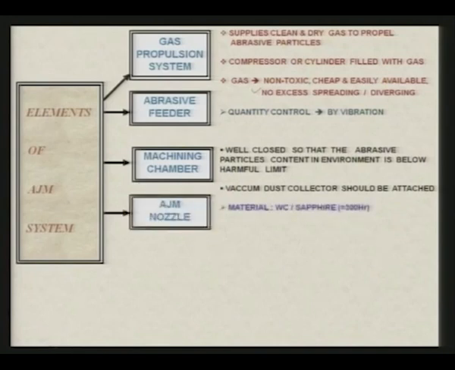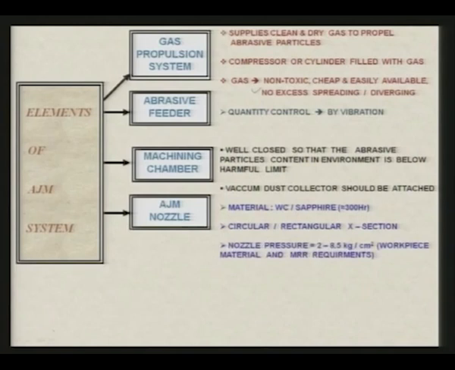AJM nozzle: the material normally used for the AJM nozzle is tungsten carbide or sapphire, and if sapphire is used, in general you can get reasonably good life of the nozzle, around 300 hours. The shape of the nozzle can be circular, rectangular or another cross section. It depends upon the designer of the nozzle and the requirements of the workpiece. Nozzle pressure normally ranges between 2 kg per centimeter square to 8.5 kg per centimeter square, but the actual value to be used depends upon the workpiece material that you are machining and the required material removal rate.